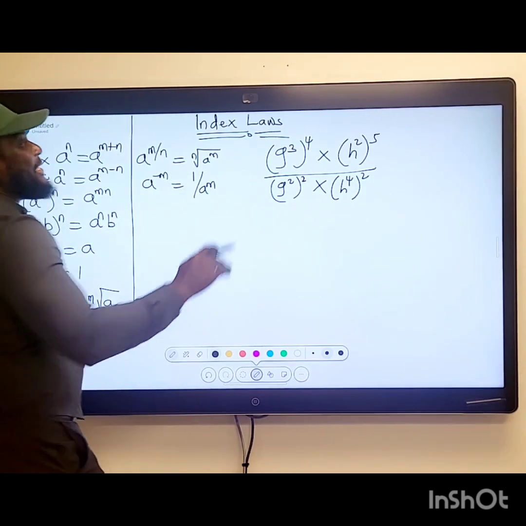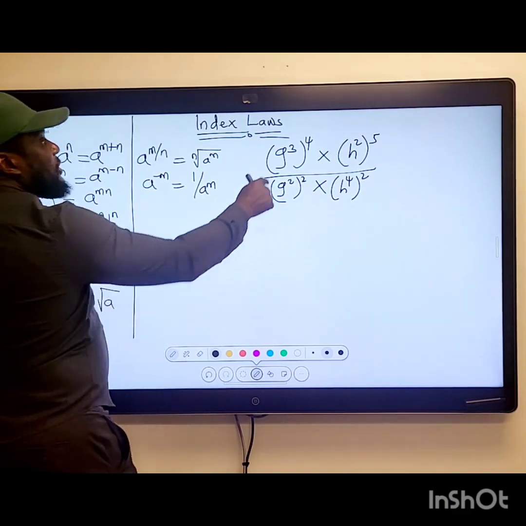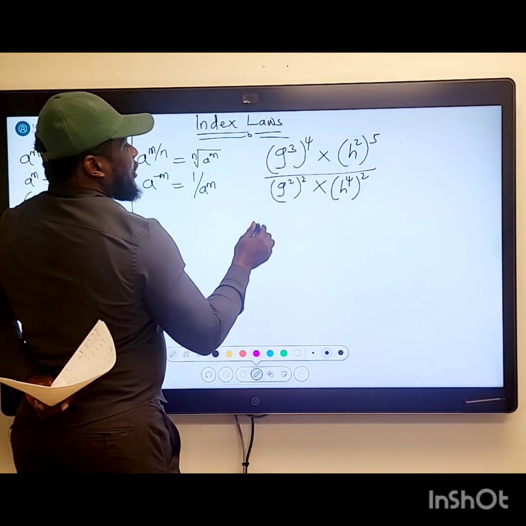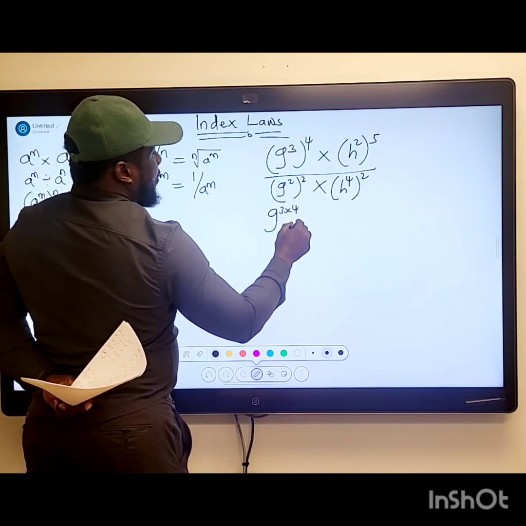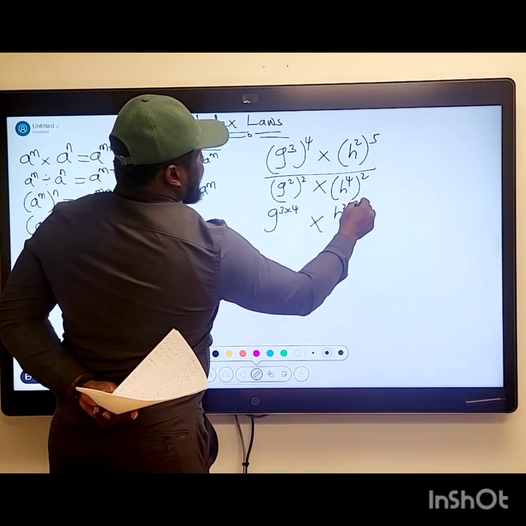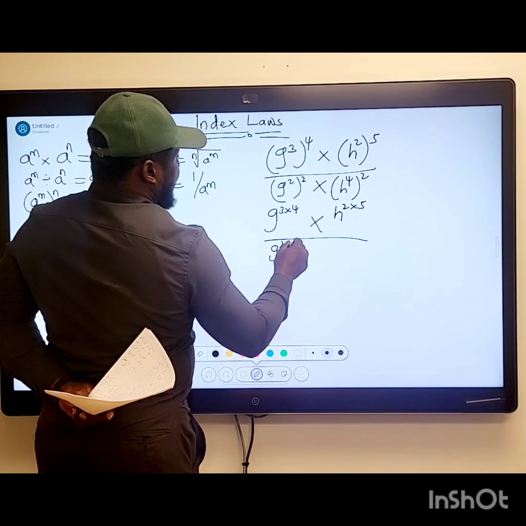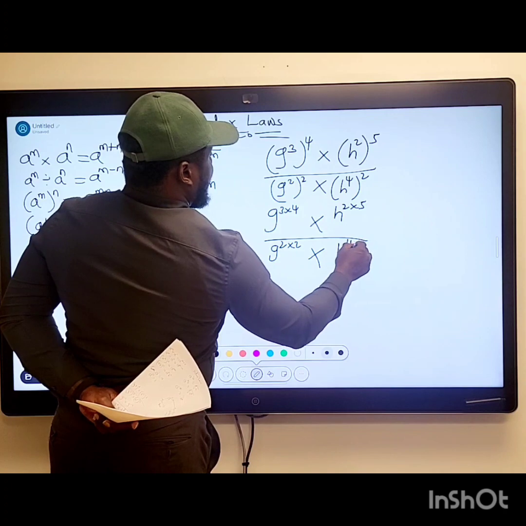Let's try to break it down. You have to solve them one after the other before you can then know what you need to do. So I'll break it down while I'm solving it. This will give us G into 3 times 4, then times H 2 times 5, all over G 2 times 2 times H 4 times 2.